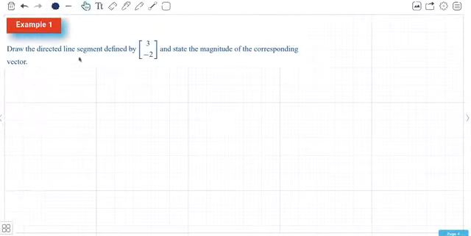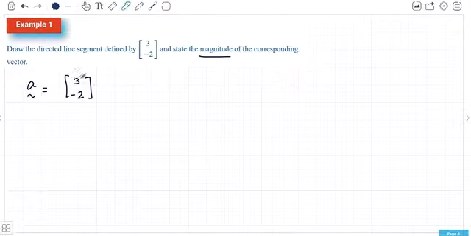In this example, we're asked to draw the line segment defined by a particular vector. It's written in column vector form. We have to also state the magnitude of that vector. Now the vector that's been given here is the vector (3, -2), so you can call that whatever you want. I'm going to call it a, with the little tilde underneath because it's a vector: 3, negative 2.